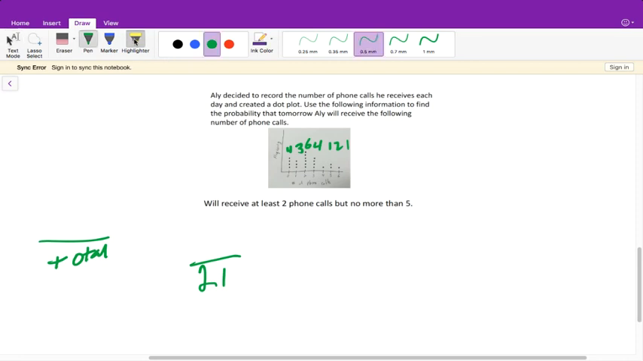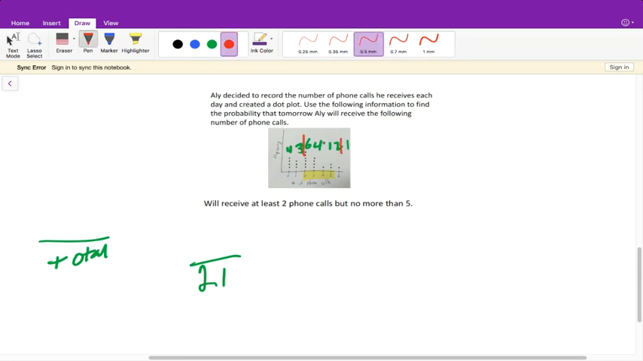So now when we say at least 2, but no more than 5, that means we're going from 2 to 5 inclusive. So 2 to 5 inclusive. So we're adding up only these numbers here. Let me use a different color. We're adding up only these numbers here, 6 to 2.